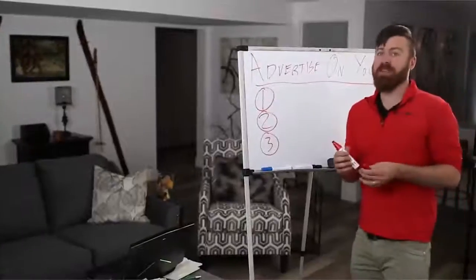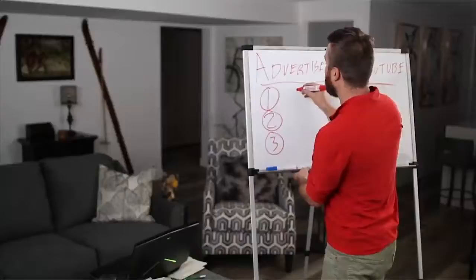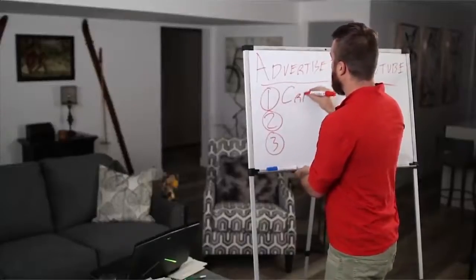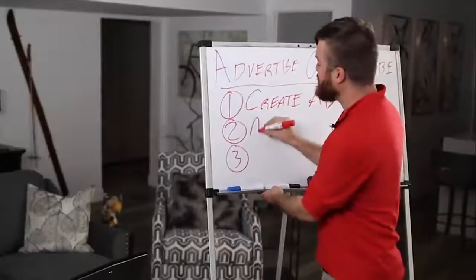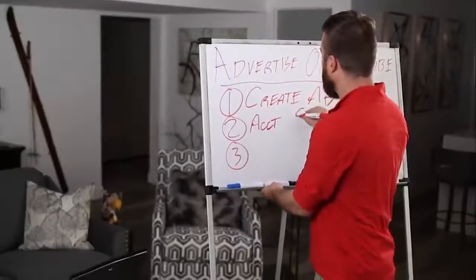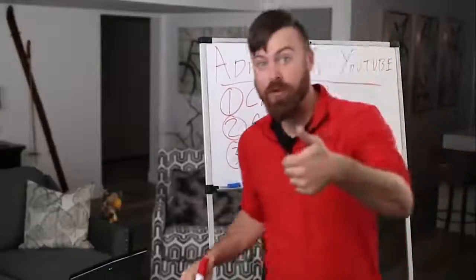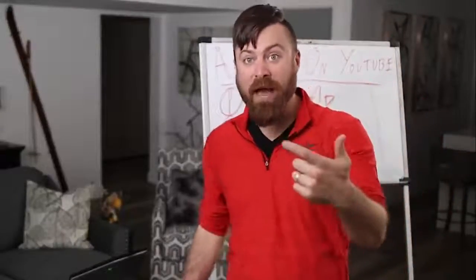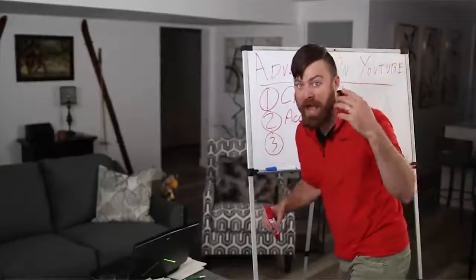So the first thing you need to do is create the ad, obviously, and I'm going to show you how to create the ad. Second thing you need to do is set up your accounts. Setting up your accounts means you have to have a YouTube channel and a Google Ads account to advertise, right? Duh. So step number 3 is we're going to set up our ad, okay?